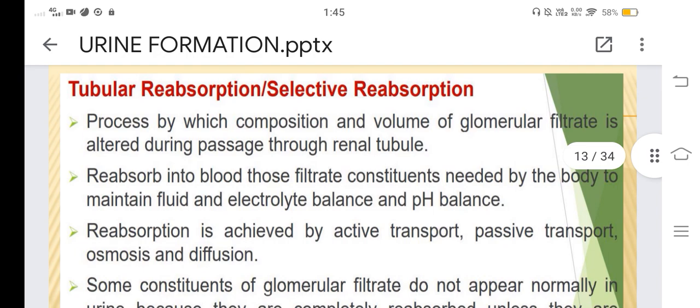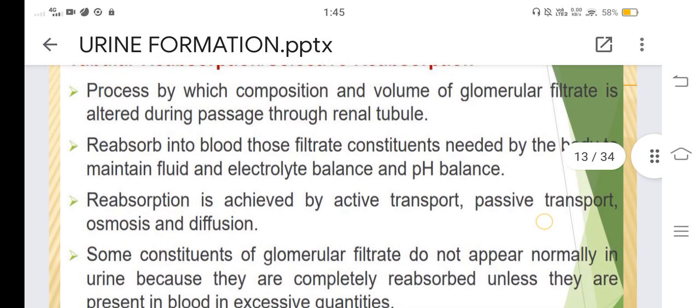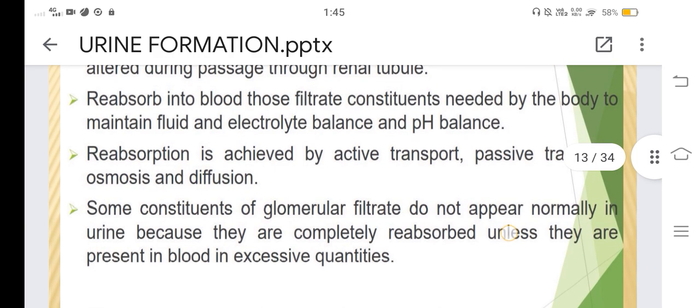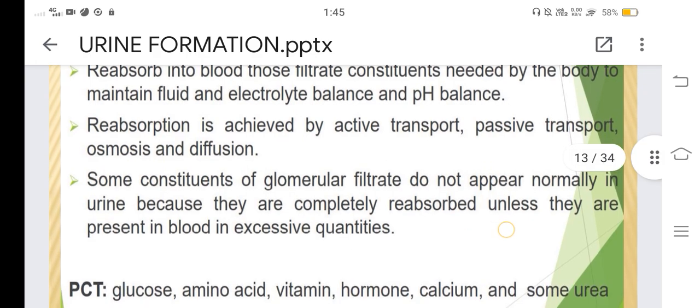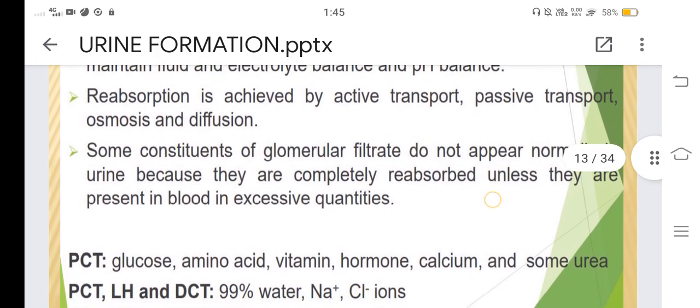The next phase, tubular reabsorption or selective reabsorption, is the process by which the composition and volume of glomerular filtrate is altered during passage through the renal tubule. Those filtrate constituents needed by the body to maintain fluid, electrolyte and pH balance are reabsorbed into blood. Reabsorption is achieved by active transport, passive transport, osmosis and diffusion.